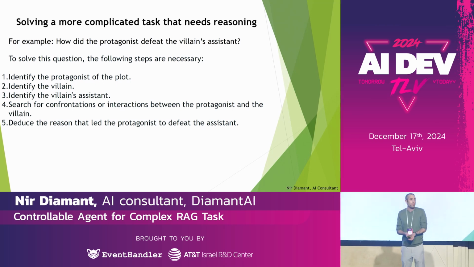For example, if we have the question, how did the protagonist defeat the villain's assistant? This is a very non-trivial question for anyone who hasn't read the book, right? In order to solve this, we need the following steps. First, identify who is the protagonist of the plot. Then, identify who the villain is. Then, identify who the villain's assistant is. Only then can we search for any confrontations or interactions between the protagonist and the villain, and at the end, we can deduce the reason that led the protagonist to defeat the assistant.